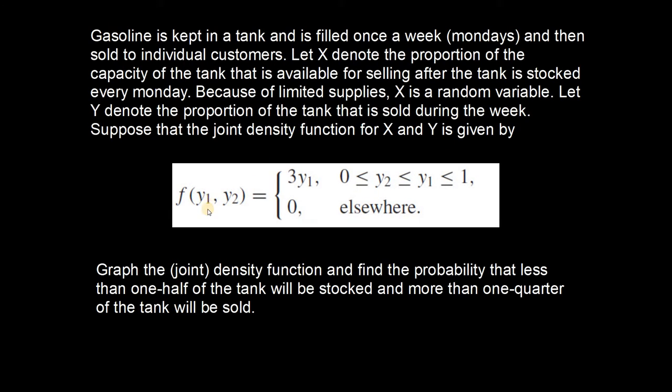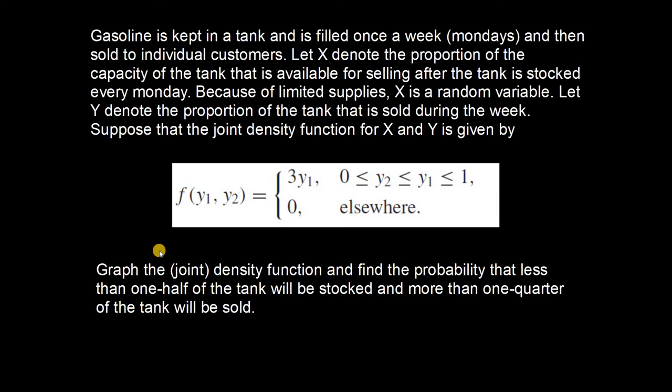Again, you may notice right away that the names of the variables are not the same. Here I wrote x and y, but the function has y1 and y2. In a couple of minutes you will see why I switched the names to x and y, but it's the same thing. Imagine that instead of y1 we have x, instead of y2 we have y. So this function is going to take the first coordinate and multiply it times 3. And that's going to be the value of the density function for any pair of values y1 and y2, or x and y, and it's going to be 0 elsewhere.